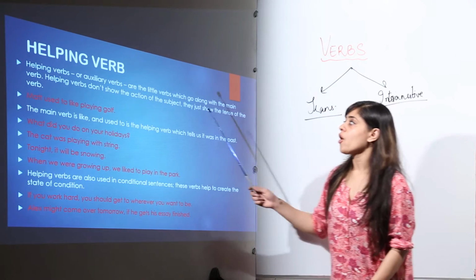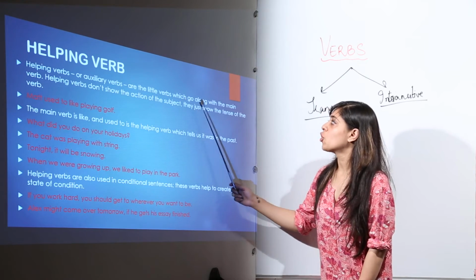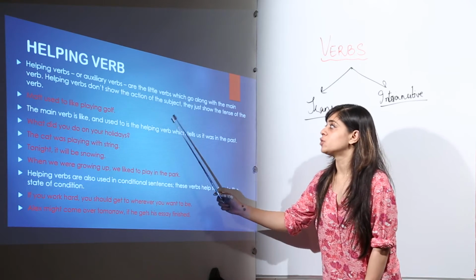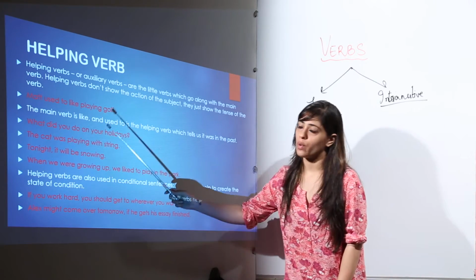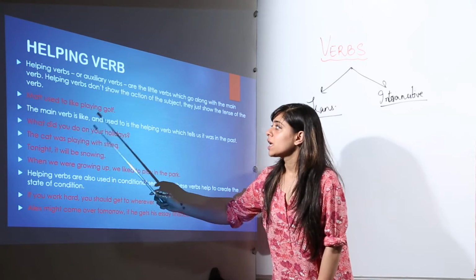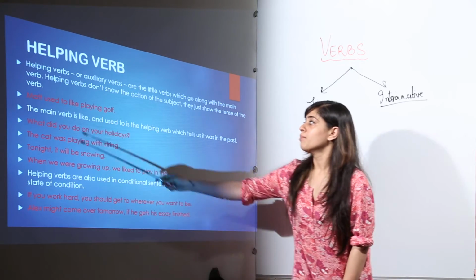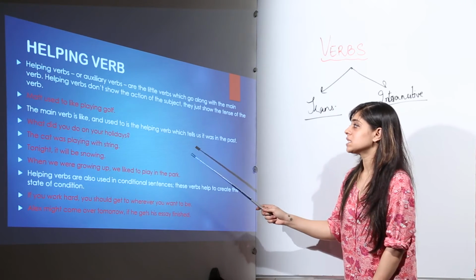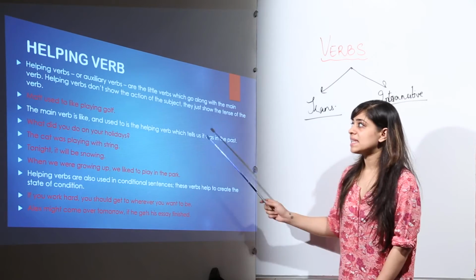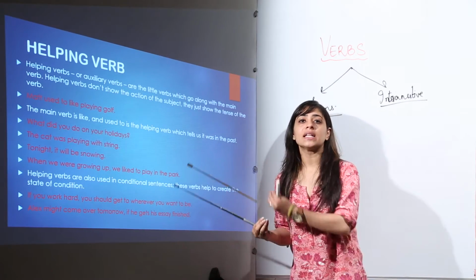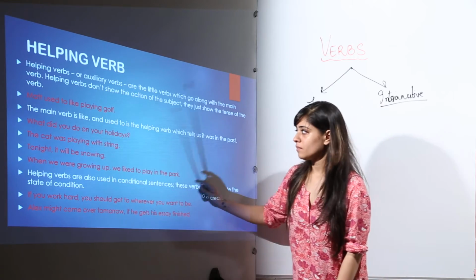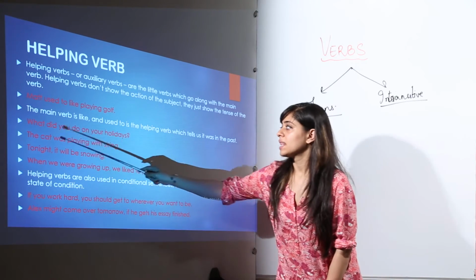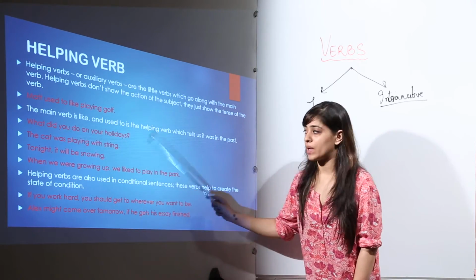Helping verbs or auxiliary verbs are the little verbs which go along with the main verb. Helping verbs don't show the action of the subject, they just show the tense of the verb. For example, Matt used to like playing golf. The main verb is like and used to is the helping verb which tells us it was in the past. So basically helping verbs define the tense of the verb. Let's see another example. What did you do in your holidays? The cat was playing with the string.